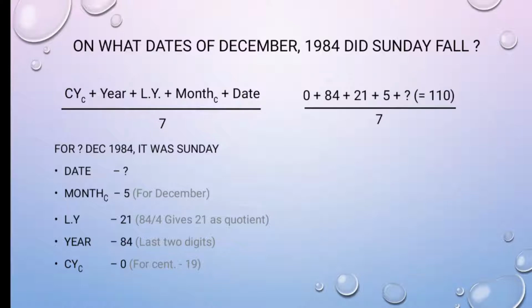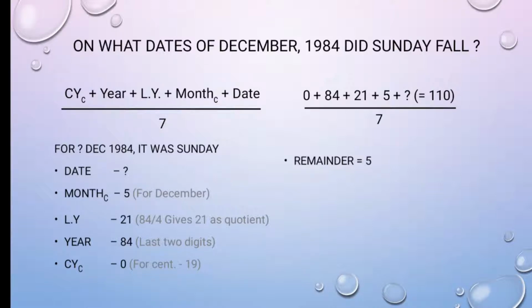Now when we put these parameters in the equation, it will be formed: 0, that is the century year code, plus 84 plus 21 plus 5 plus the date. In place of the date I have put a question mark for now. So far I have the sum of the numerator as 110. When 110 is divided by 7, the remainder is 5. 105 is divisible, and 110 will give us 5 as the remainder.